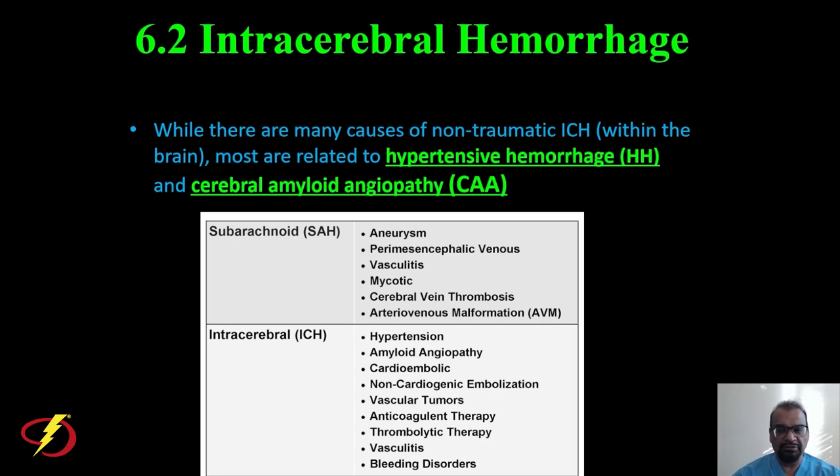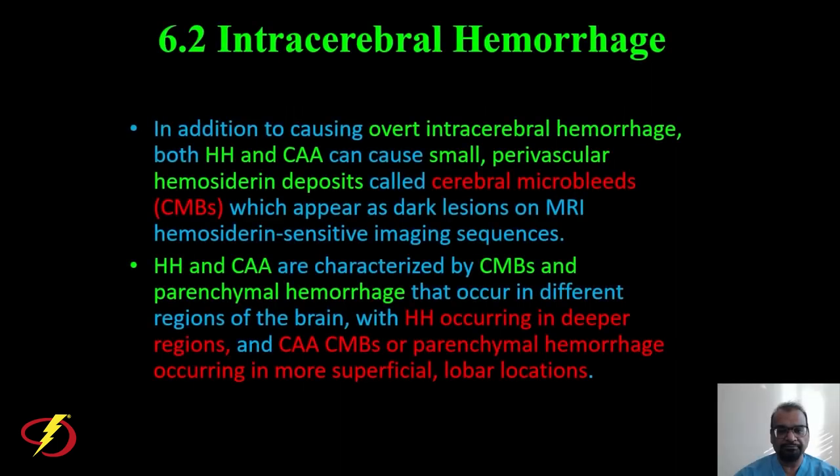Now, there are many causes of non-traumatic intracranial hemorrhage. By the way, I'm going to do a traumatic brain lecture in the future, but today we're talking about non-traumatic entities. So when we talk about non-traumatic intracranial hemorrhage, most of these types of hemorrhage are either related to hypertensive hemorrhage or cerebral amyloid angiopathy. Okay, now there's a list of different entities that could cause these different types of bleeds within the brain, but the two we want to focus on, which account for the vast majority of cases, are hypertensive hemorrhage and cerebral amyloid angiopathy.